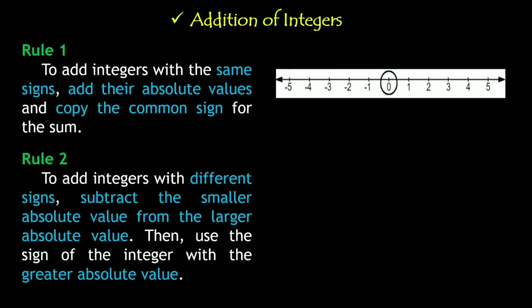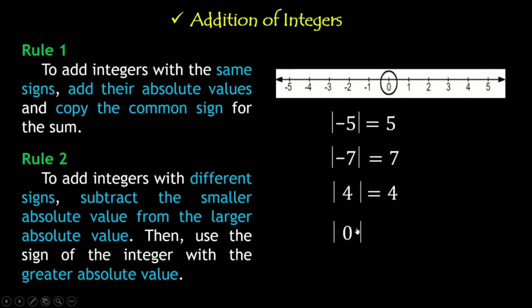At gumagamit po tayo ng dalawang vertical bars enclosing the number or expression to denote the absolute value. Like for example, the absolute value of negative 5 equals 5, the absolute value of negative 7 equals 7, the absolute value of 4 is equal to 4 itself, and the absolute value of 0 is also 0. In other words, if the number is negative, then make it positive. If the number given is already positive or 0, then we leave it as it is.